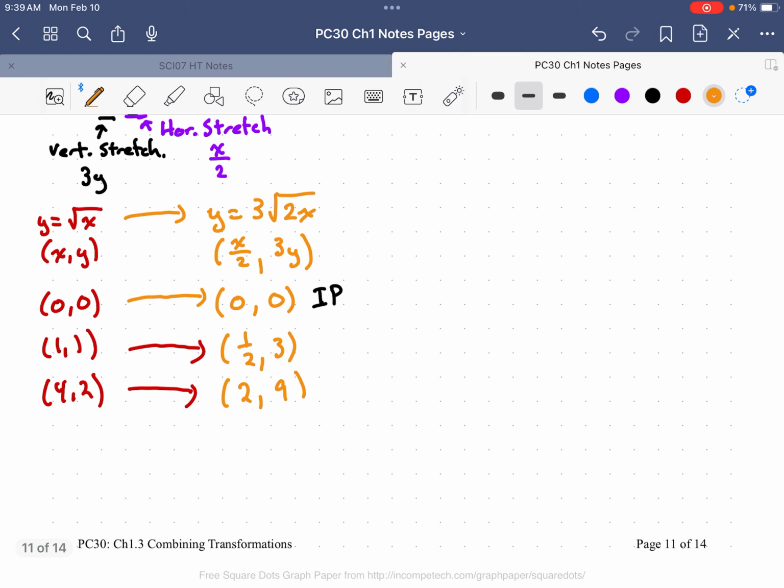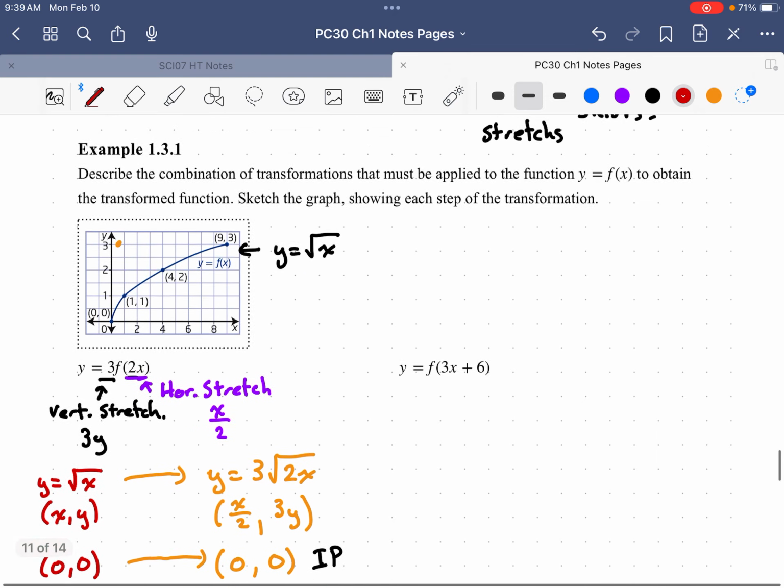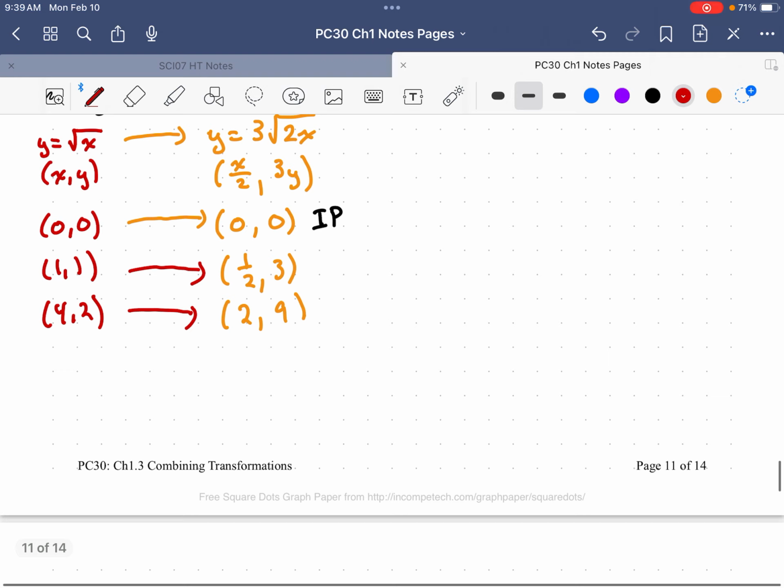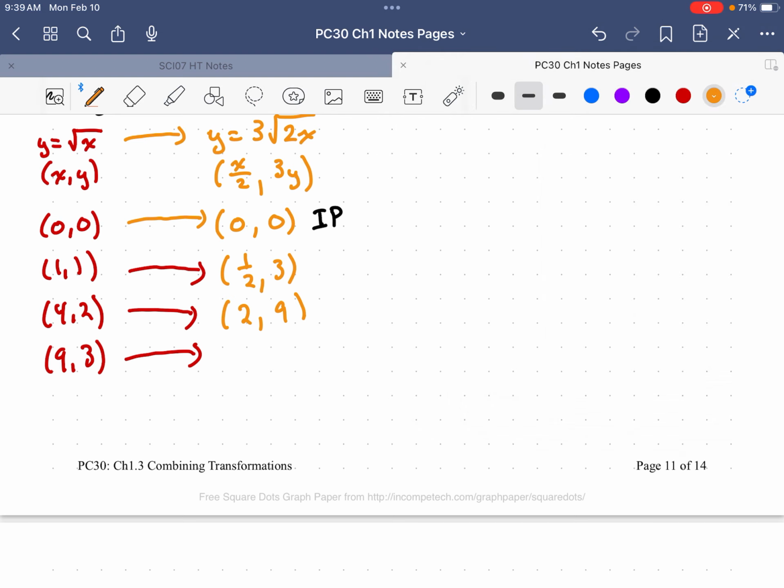What would be good to do is you're going to check this on Desmos. I cannot check this on Desmos in the screen recording because it will cancel the screen recording if I do that. Then we go to (9, 3). And that will go to (9/2, comma. Oh, this one.